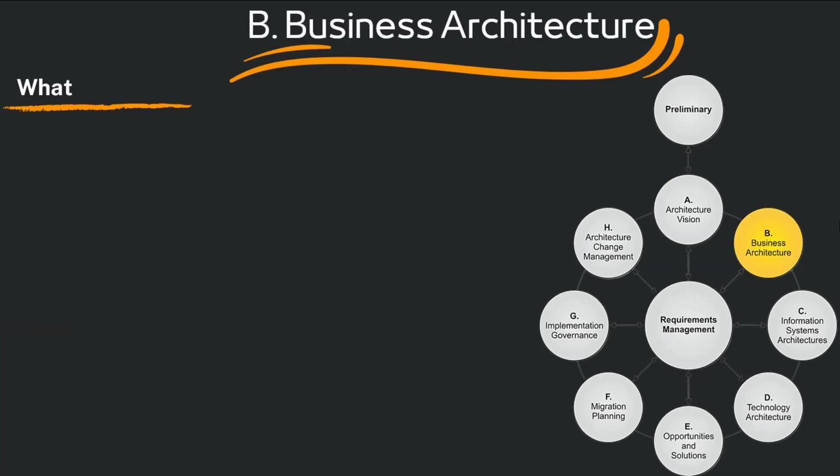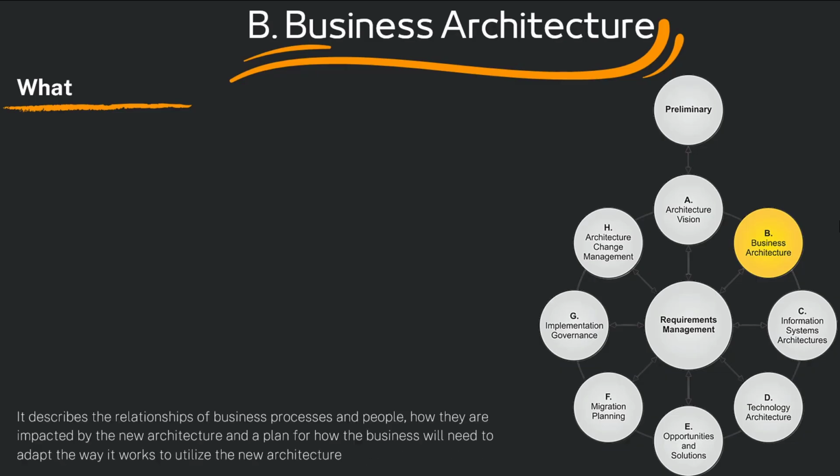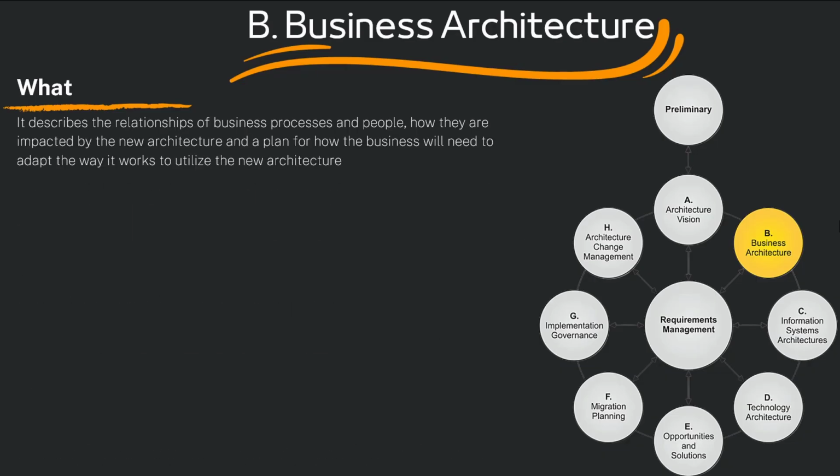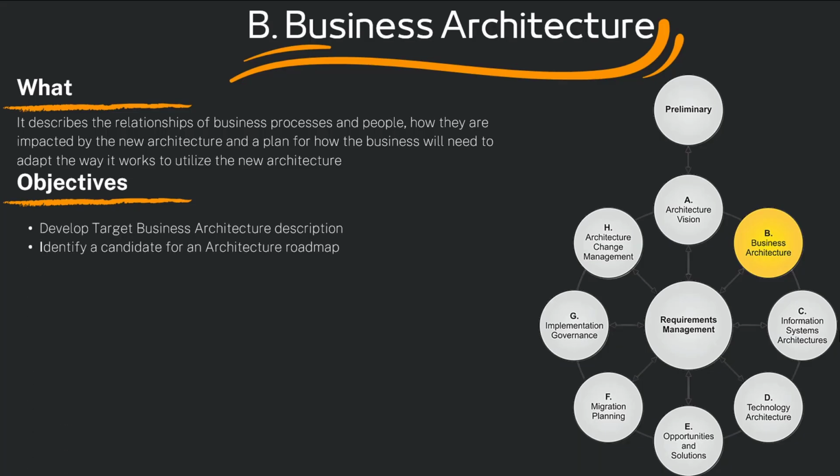We start our review with business architecture. The business architecture describes the relationship of businesses, processes, and people. It talks about how each of these groups are impacted by the new architecture and a plan for what we will need to do in order to adapt and change the way we might work once the new architecture is in place. Our major objective is to develop what we call a target business architecture description, and a candidate for an architecture roadmap.